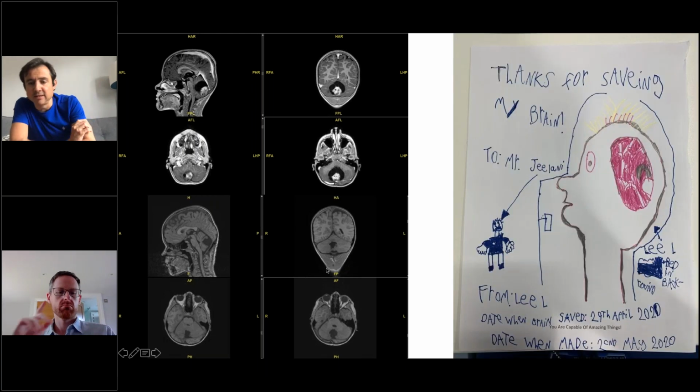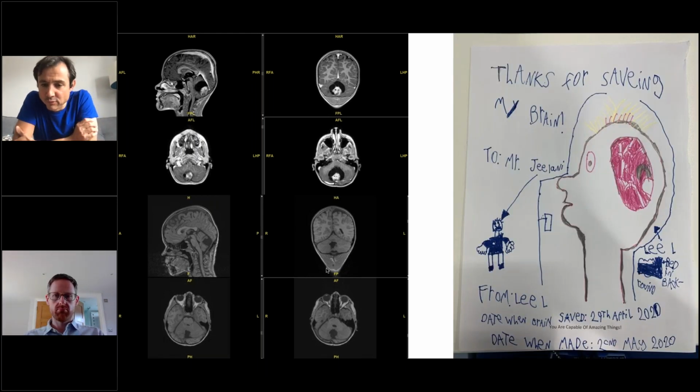I included this just because the boy wrote a letter to Mr. Jelani, which I quite liked. It says, thanks for saving my brain, which I thought was rather cute. It's on the wall in the doctor's office at the moment. So I thought that was quite sweet, and I included that one.